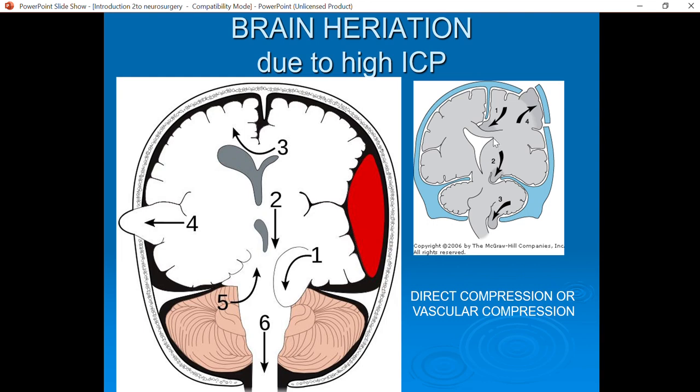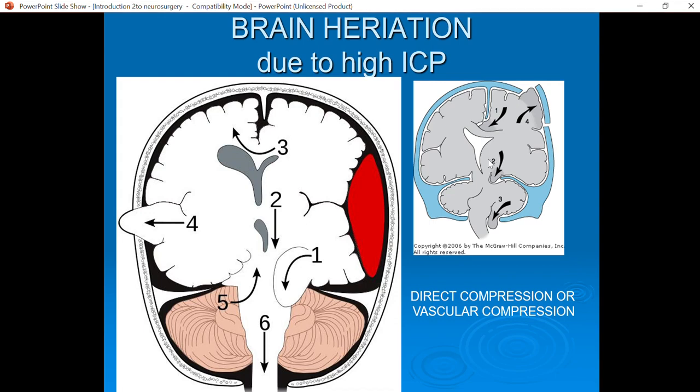Brain herniation, just remember these three. The first one is subfalcine. This is the falx cerebri, subfalcine brain herniation. It can compress the anterior cerebral arteries and cause ischemia. The second is the tentorium, transtentorial.